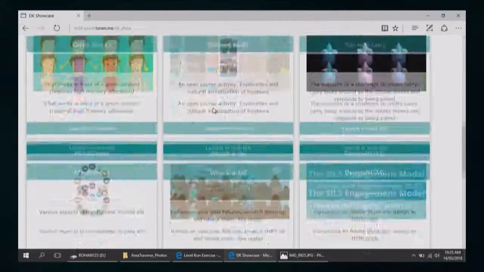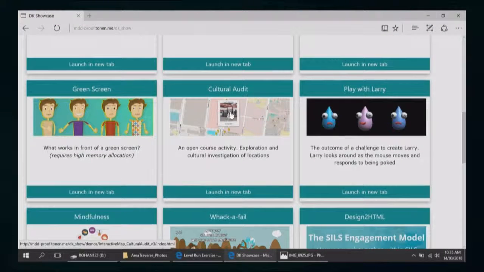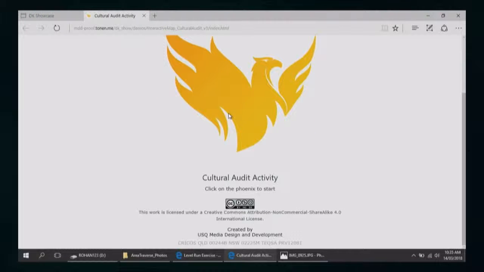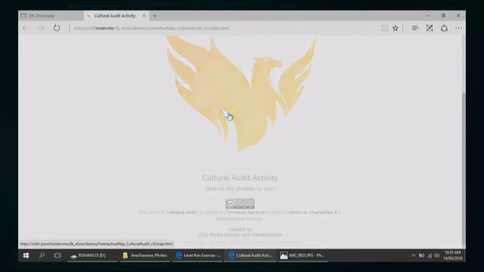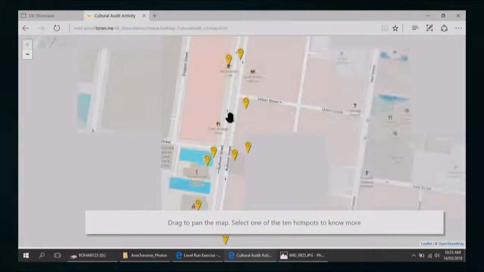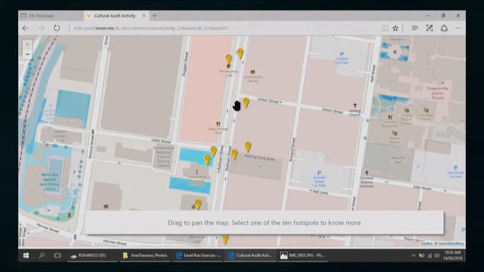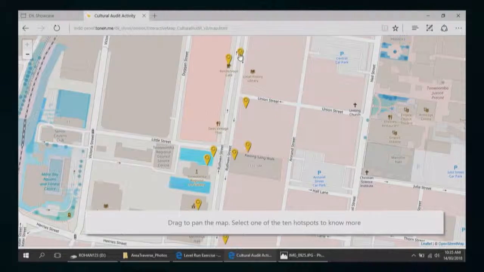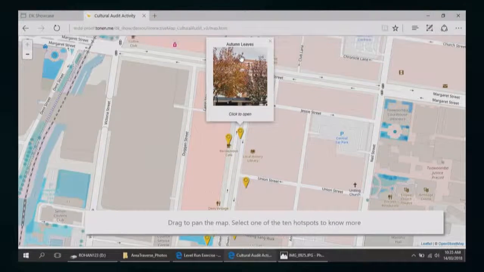We have a similar one with a map. In fact, all the experiments we did in the previous project, they came in handy because we could transfer that knowledge and all of the skills that we had learned in creating interactive maps to this particular project, which was a cultural audit of different spots in Toowoomba City.